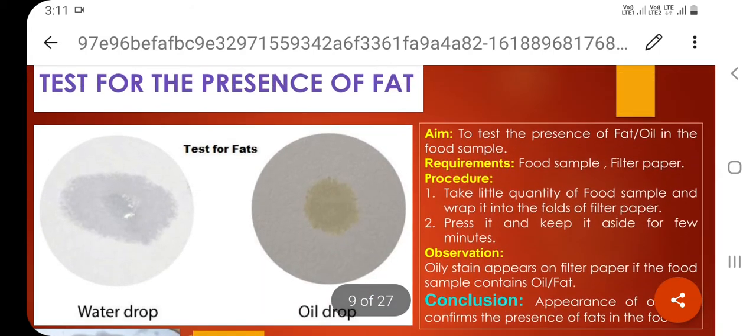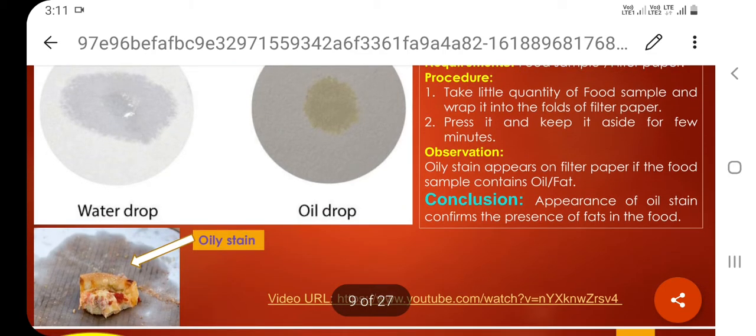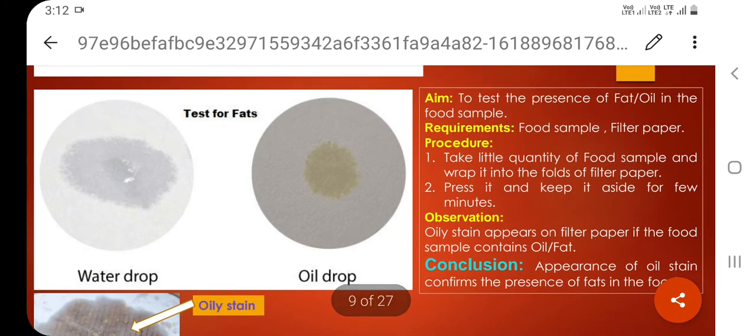Test for the presence of fat. This is a very simple test. You can do that very easily. To test the presence of fat or oil in a food sample, you require a food sample and a filter paper or a tissue paper or just thin paper. You can use thin A4 sheet paper.